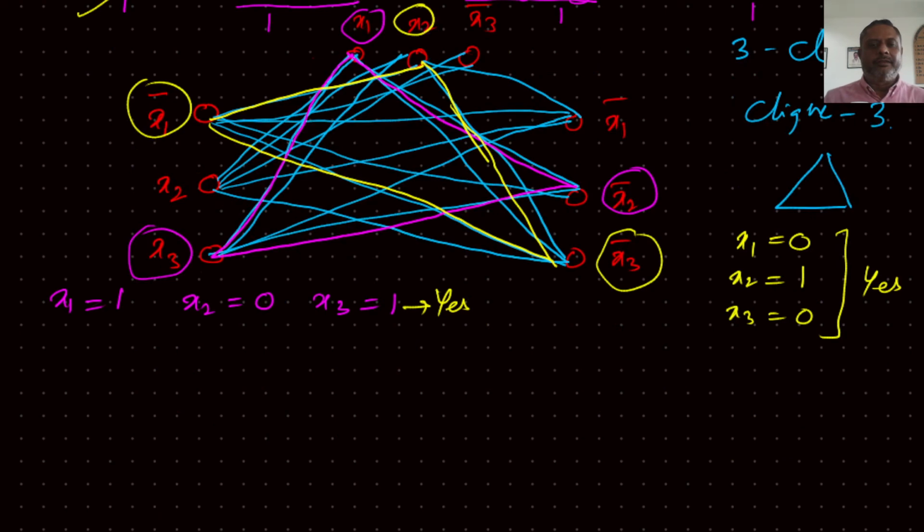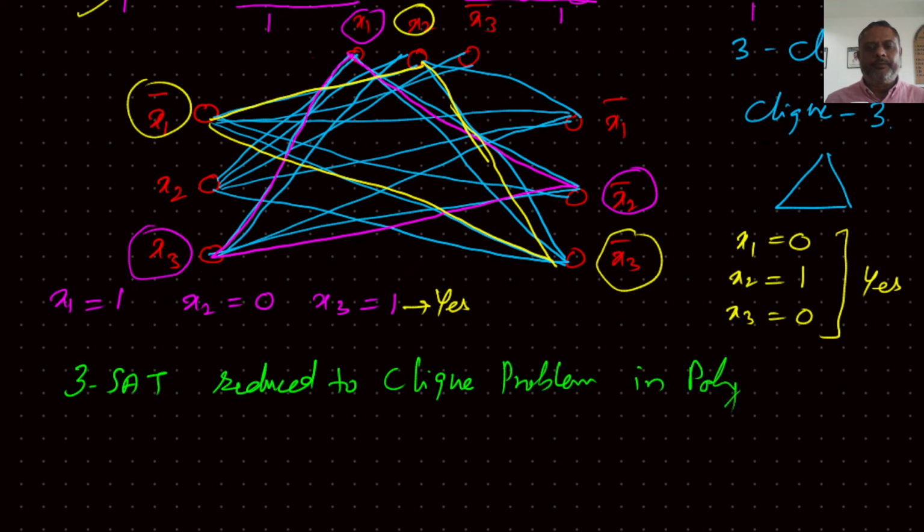So in all, you can say that the 3-SAT problem was reduced to a clique problem in polynomial time, and the solution was found non-deterministically, because finding a solution is an exponential problem.